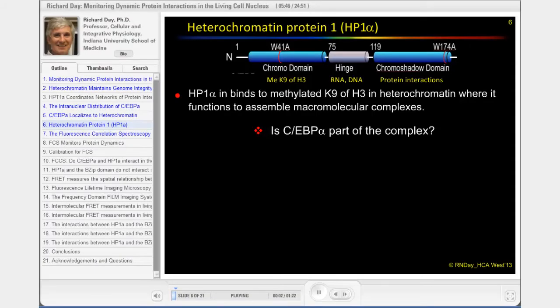HP1 alpha is an interesting protein. It has a chromodomain that binds to the methylated lysine 9 of histone H3. This is how it localizes to heterochromatin. It has a hinge region that's known to interact with both RNA and DNA, and then it has a chromoshadow domain that's important for its protein-protein interactions. And so we'd like to know, does CEBP alpha interact with HP1 alpha?